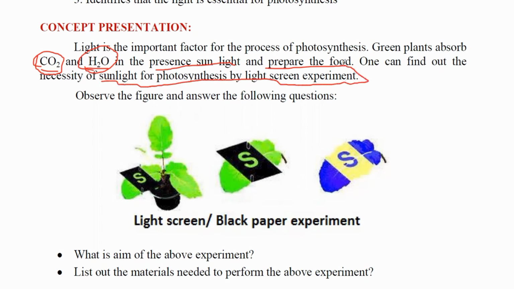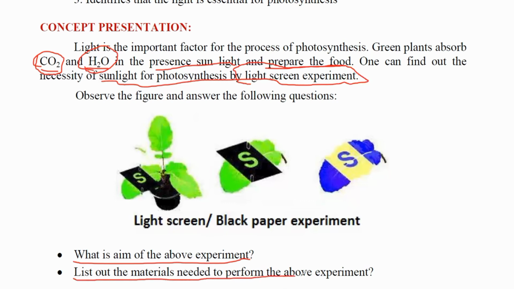But how can we prove that light is essential for photosynthesis? We can prove it by the experiment called the light screen experiment, or black paper experiment, or Ganong's light screen experiment. Here there is a question: what is the aim of the above experiment? The main aim of this experiment is to prove that sunlight is essential for photosynthesis, and to list out the materials needed to perform the experiment.